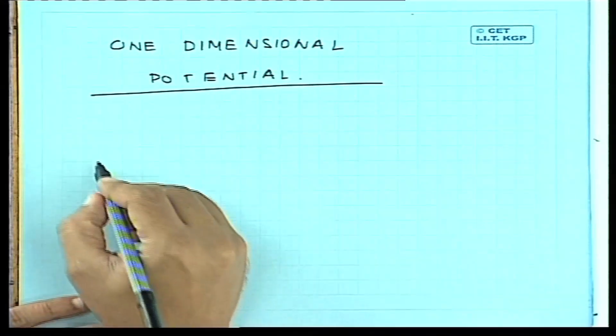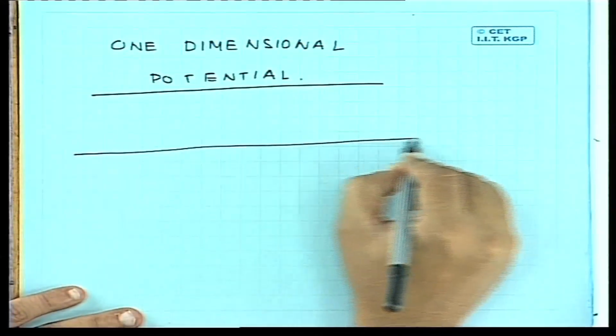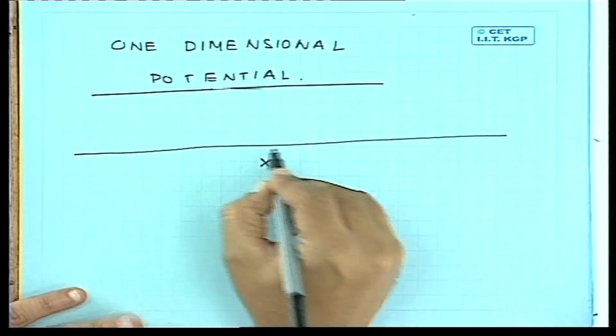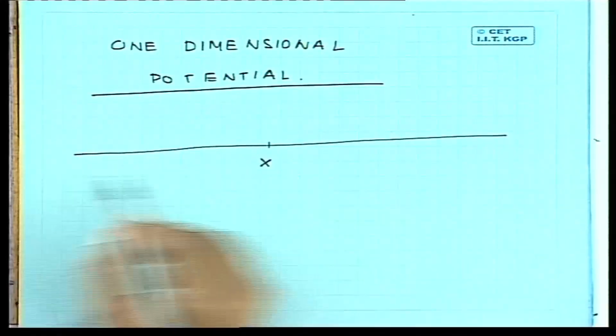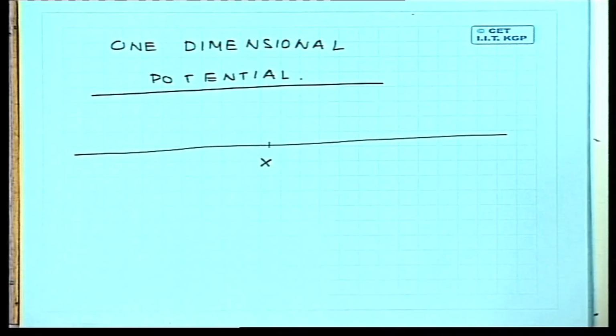So for such a particle, this is one dimension here, and we shall be referring to it as x. There is a particle free to move along this, and there is a potential. We have already considered a particle without any potential, free to move in one direction. So the new thing is the potential.